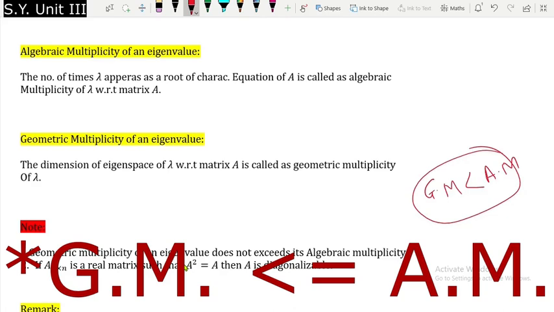You can say grandmaster is always less than arithmetic, whatever you like. You can apply your own logic. I used my own logic when I was in college to remember it. You can also use some trick. Students get confused, so I remembered that my name starts with G, therefore GM is less than AM. Anyway, you can use your own logic and remember it.